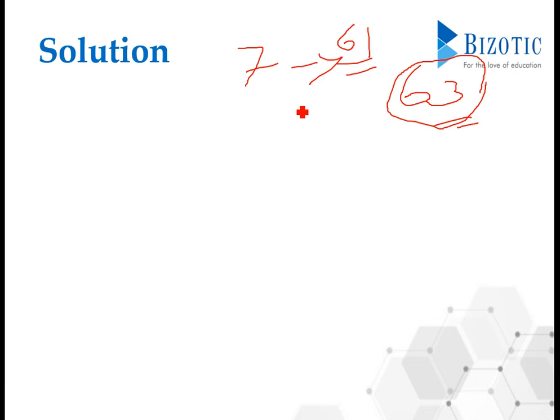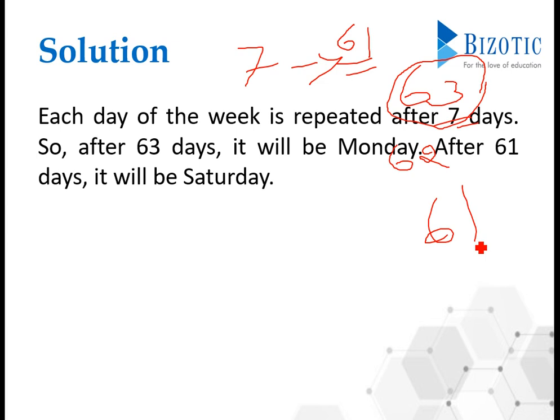If you go 2 forward, it will be Monday on the 63rd day, and on the 62nd day it will be Sunday. On the 61st day it should be very obvious: Saturday. Each day of the week is repeated after 7 days. So after 63 days it will be Monday, and after 61 days it will be Saturday. Or you can also solve it this way.